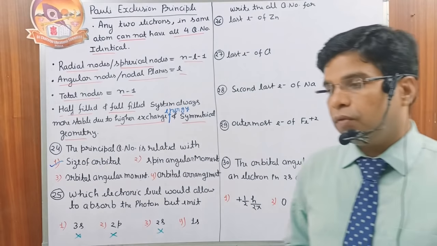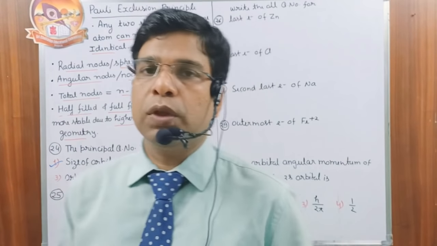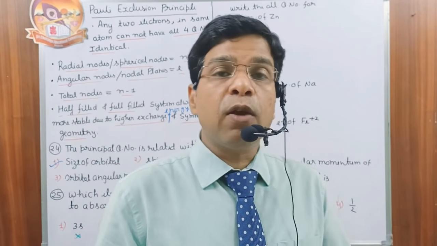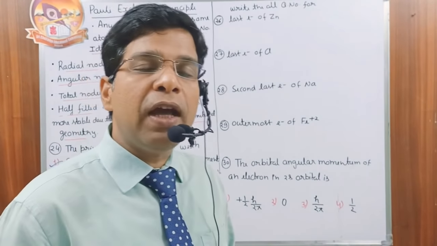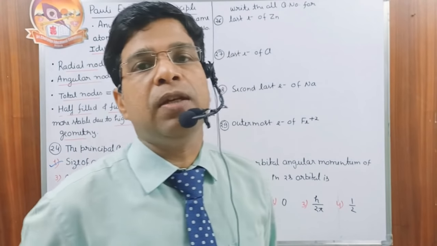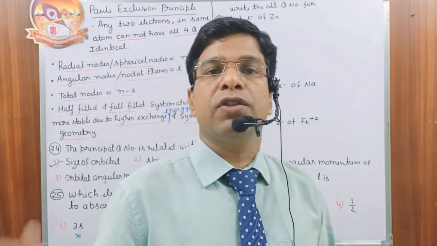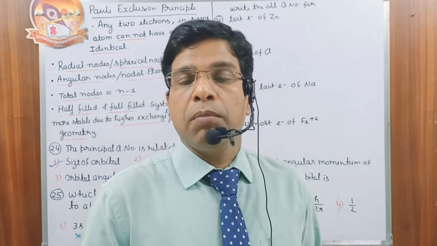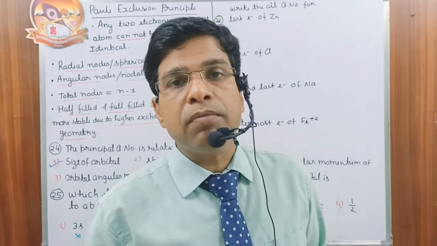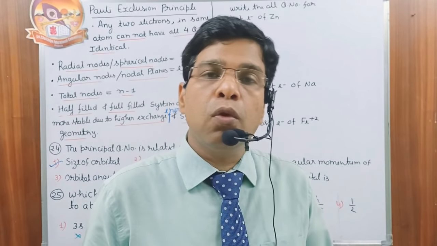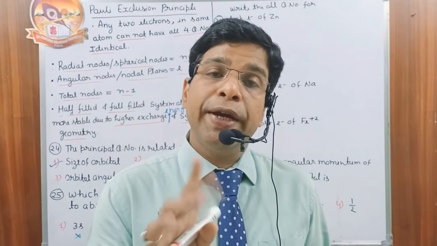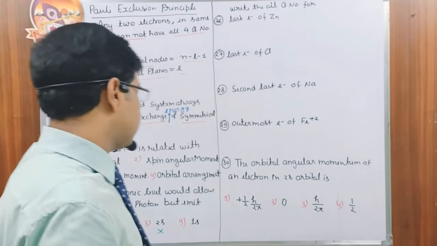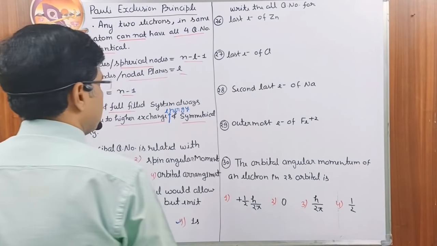A 1s electron, when it absorbs energy, goes to 2s, 3s, 4s and so on, but it cannot release energy because we don't have any lower energy level. When an electron makes a transition from a higher shell to a lower shell, it can release energy. But the first shell is the lowest shell; no other lower shell is possible. So it can only absorb energy, it cannot release energy. So the correct answer of this question is option number 4.